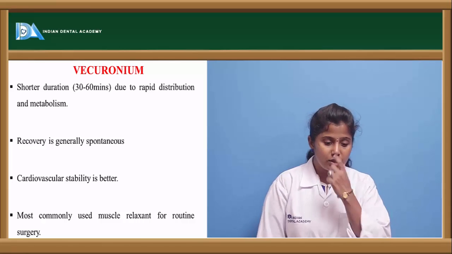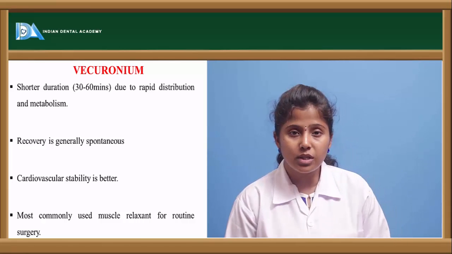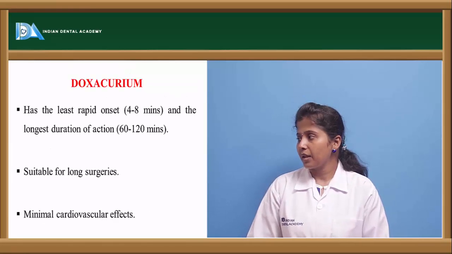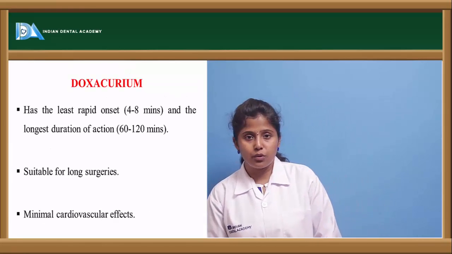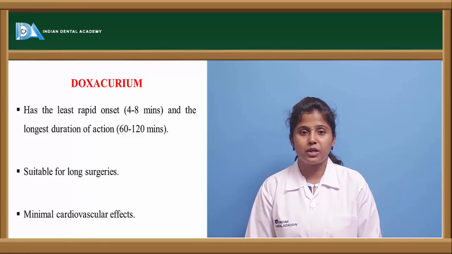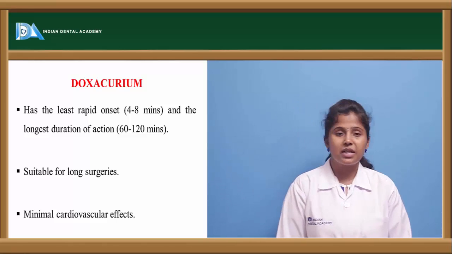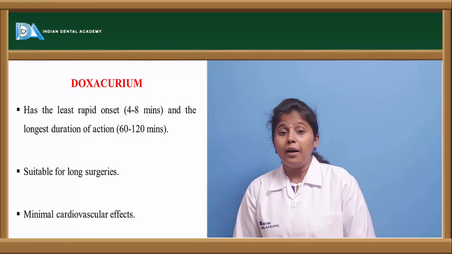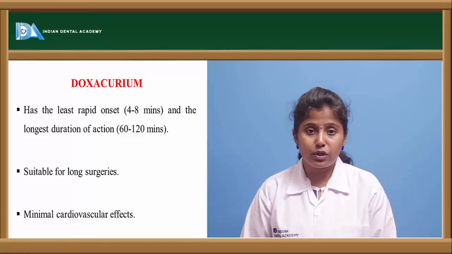So in surgical procedures, this is the most commonly used skeletal muscle relaxant. The other drug is doxacurium. Doxacurium has a rapid onset of action. Once it's administered, within 4 to 8 minutes, it exerts its actions. But the duration of action of this drug is very long.